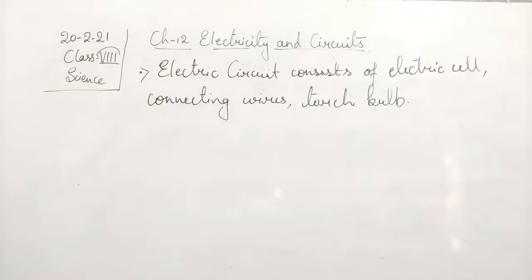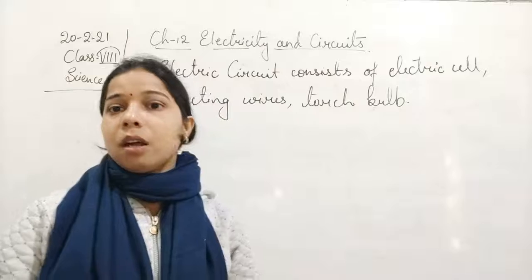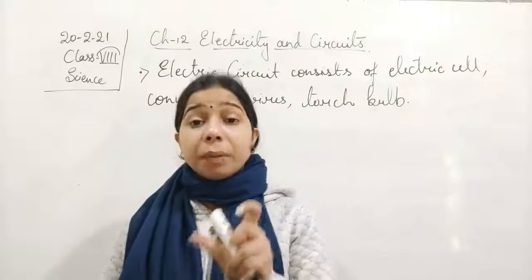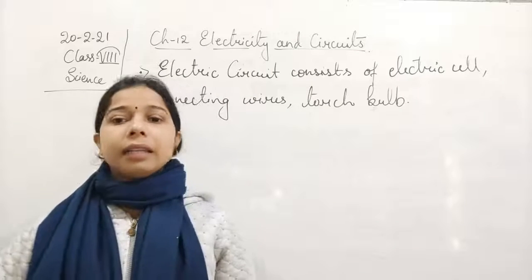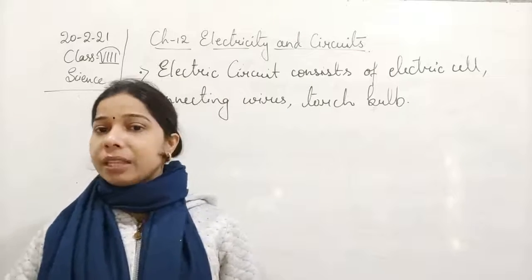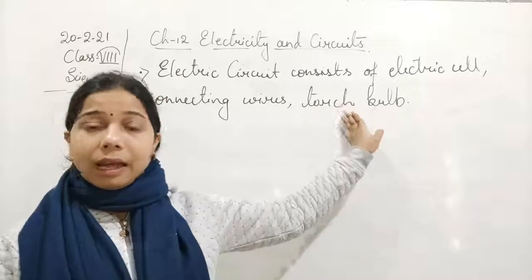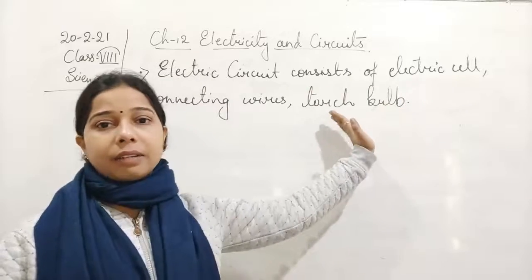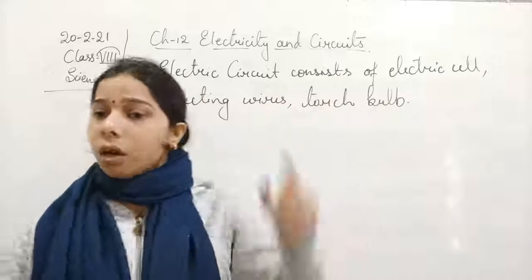Now let us try to understand how we connect the torch bulb to the electric cell. Basically we will connect the torch bulb to the positive and negative terminals of the cell with the help of the connecting wire. So here is the electric cell, and with the help of the connecting wire we are going to connect the two terminals of the torch bulb.